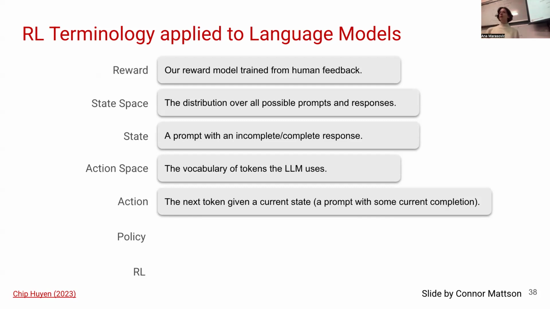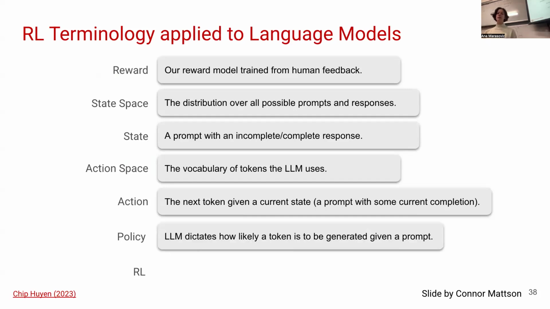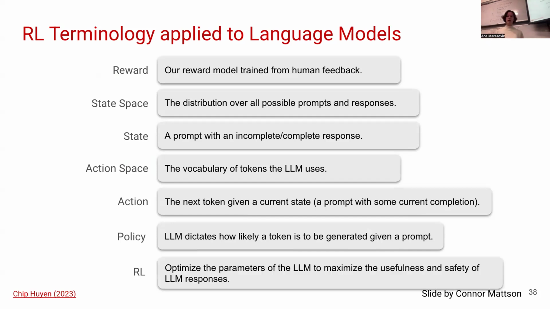Our policy, the model that produces the action, with the action being the next token, is just our LLM that we have now fine-tuned, right? And for reinforcement learning, it means that we are going to continue changing the parameters of our large language model to maximize the usefulness and safety of LLM responses, and usefulness and safety is captured by the score given by the reward model.